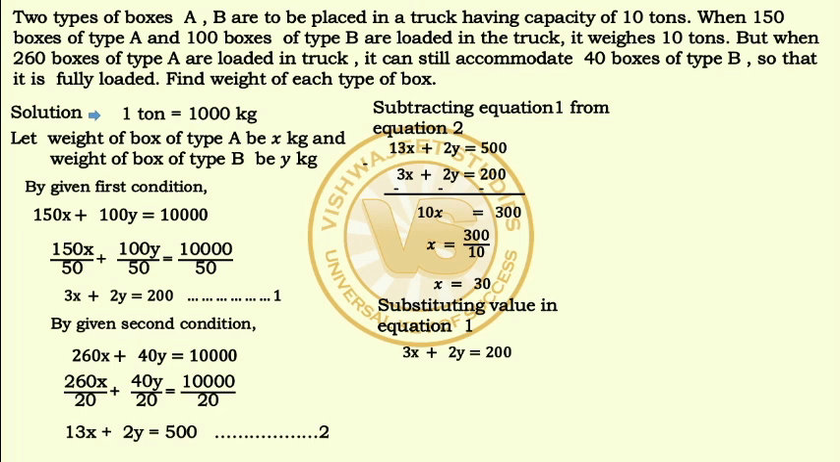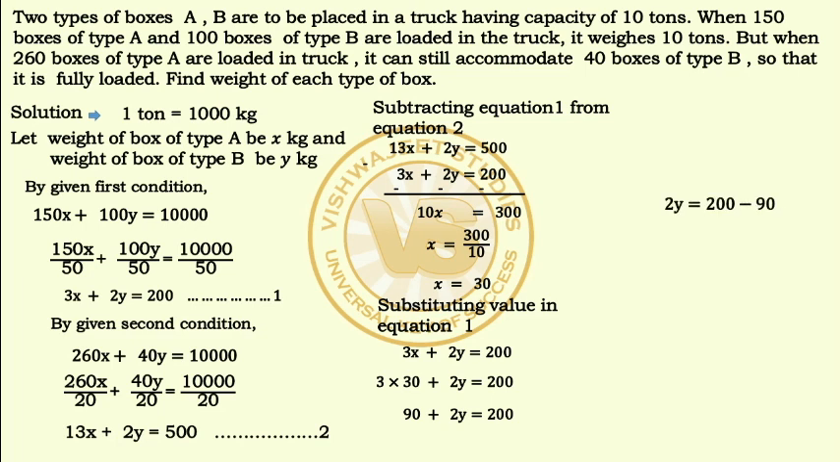Write equation number 1, 3x plus 2y is equal to 200. Instead of writing x, write 30, its value. We get the equation as 3 into 30 plus 2y is equal to 200. Do multiplication first. 30 into 3 is 90. We get the equation 90 plus 2y is equal to 200.